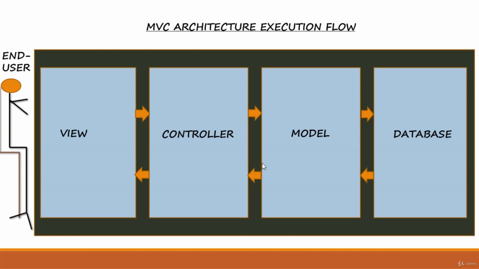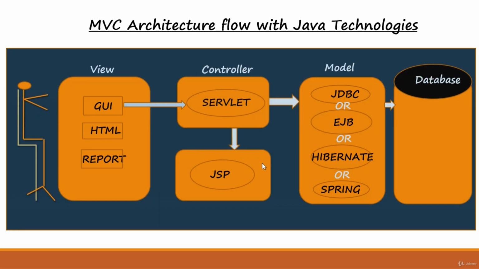Next we have the controller layer. Controller layers are nothing but server-side technologies, like we have servlet in Java. Servlet comes under controller. And we have the model layer. The model layer is to perform CRUD operations on the database. We have model layers like JDBC and Hibernate, which come under the model layer.